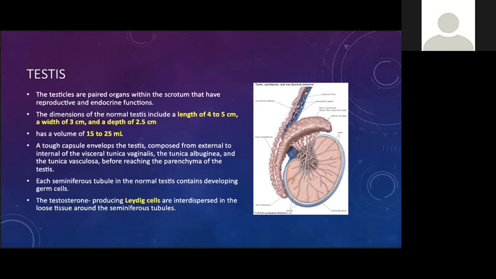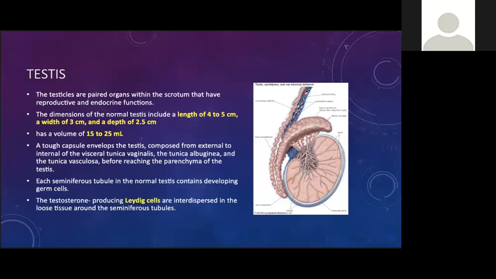A tough capsule envelopes the testis, composed from external to internal of the visceral tunica vaginalis, the tunica albuginea, and the tunica vasculosa, before reaching the parenchyma of the testis. Each seminiferous tubule in the normal testis contains the developing germ cells. The testosterone-producing Leydig cells are interdispersed in the loose tissue around the seminiferous tubules.